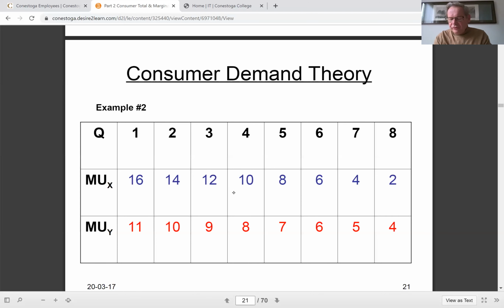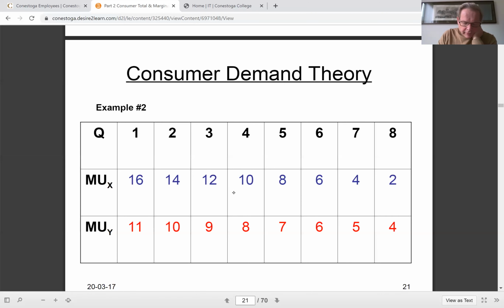Where are we going to spend the 11th and 12th dollar? Well, if we spend $2 on X, we will buy the third X, and we get 12 units of satisfaction. If we spend it on the 7th and 8th unit of Y, we will only get 9. So once again, logically, we will buy the third unit of X and get 12 additional units of satisfaction.